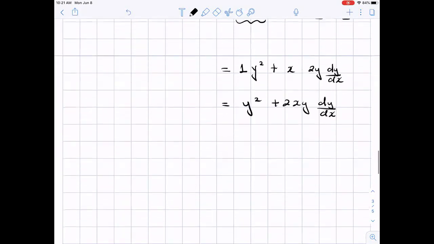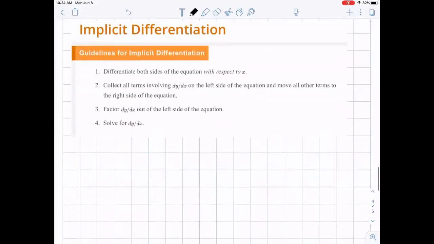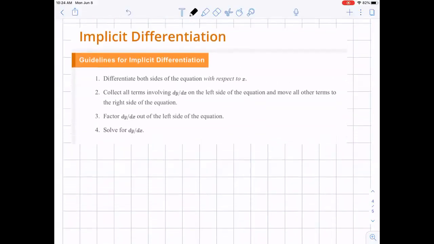Okay. Or if you want to write it the other way, you can also write 2xy dy dx plus y squared. Either way, it's correct. So here we have the guidelines, usually 3 steps, 4 steps, depends on the way the function is written, that will follow.